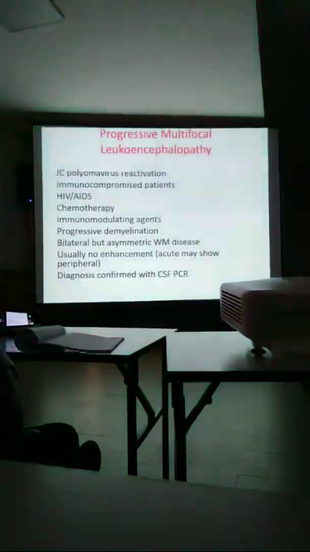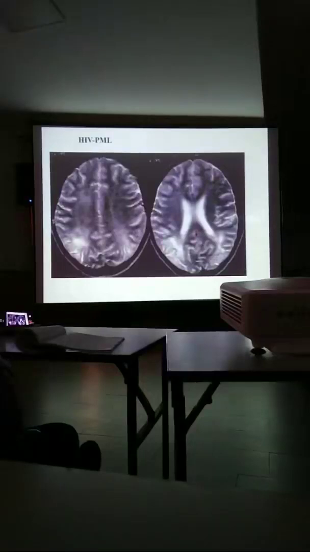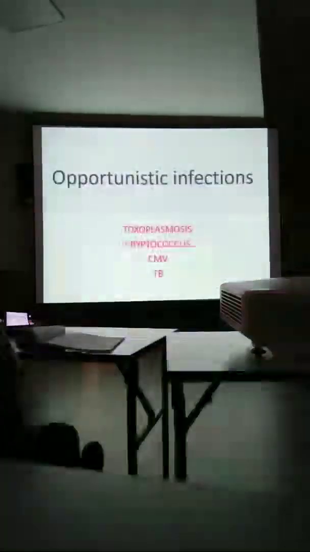PML is because of JC polyomavirus reactivation and it is asymmetric and subcortical involvement. You can see that asymmetric subcortical involvement is the very classical appearance of PML. PML can involve the posterior fossa, PML can involve the middle cerebellar peduncle, and it is subcortical involvement, no enhancement. This is the very classical appearance of PML.